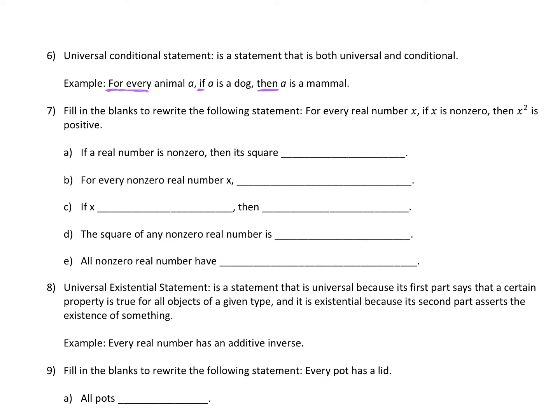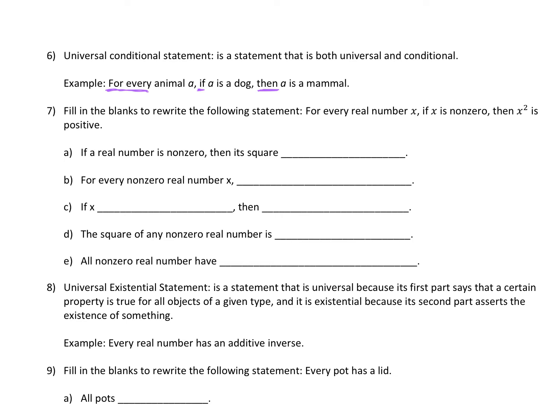So an important property of universal conditional statements is that they can be written in lots of different ways. So it's important to be able to tease out the universal and the conditional part. So here's an example. We're just going to rewrite it a bunch of different ways. Fill in the blanks to rewrite the following statement. For every real number x, if x is non-zero, then x squared is positive.